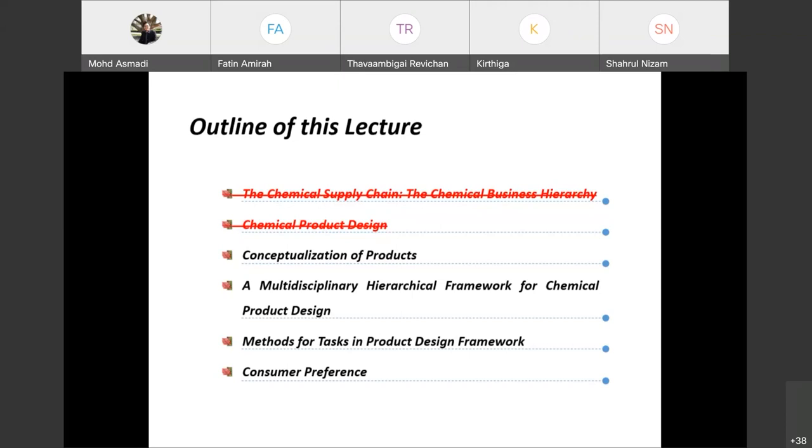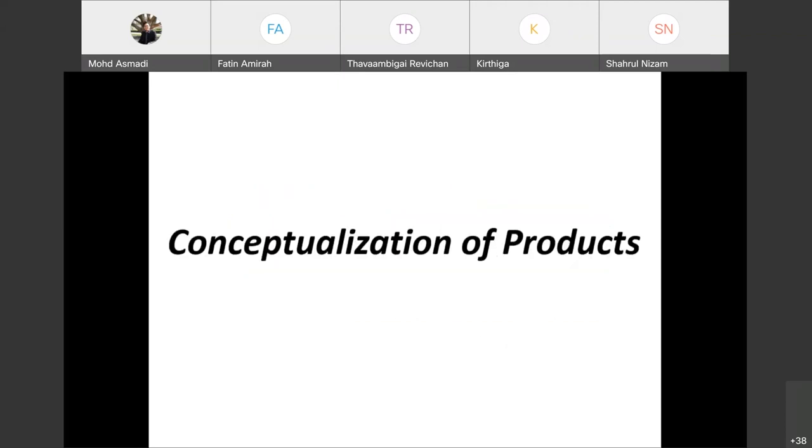So let's see the conceptuals of the products. After product design, there are many activities that we have to go through, like prototyping or testing before we launch the products, right? So this activity we call product development. You have to remember this process we call product development, or the phase in product development.